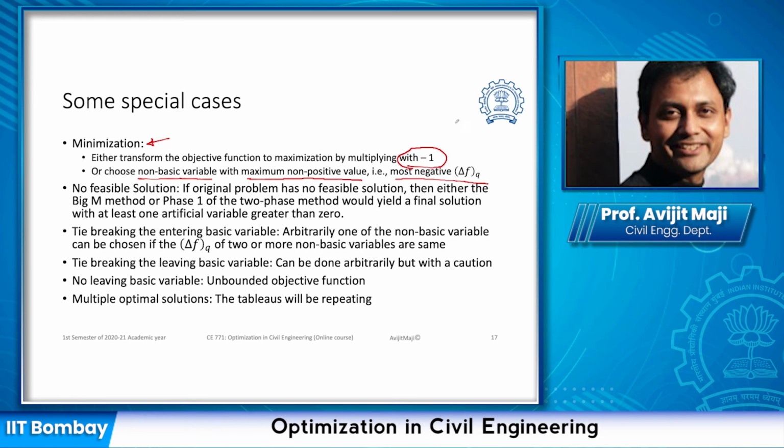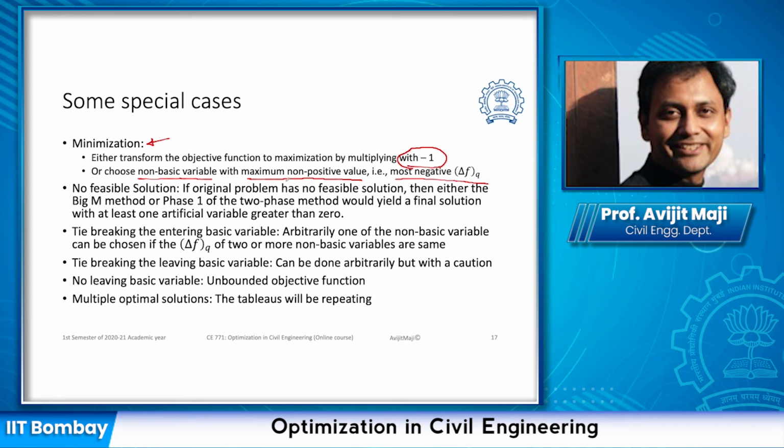So one way is to convert the minimization problem to a maximization problem by multiplying the objective function with -1. The other way is to choose the maximum non-positive value for the non-basic variable while using the simplex method and follow the process to minimize the given objective function.